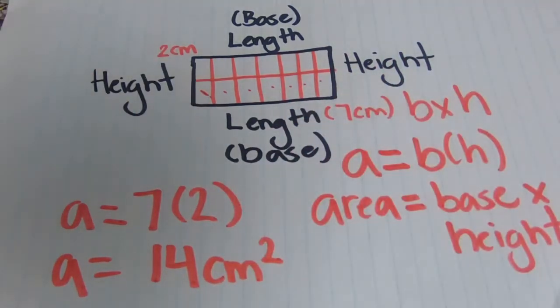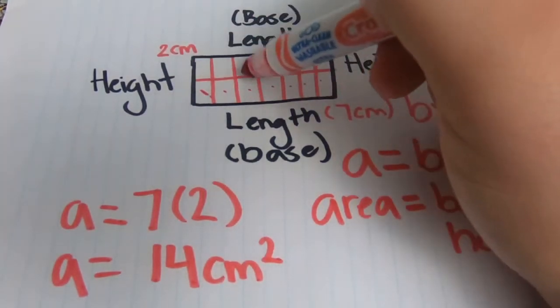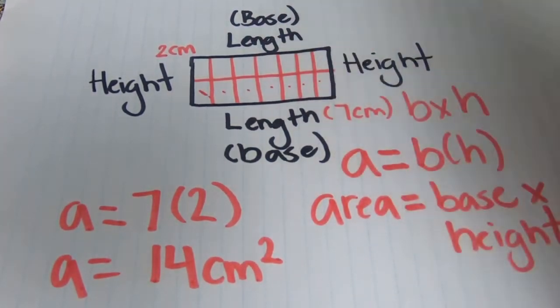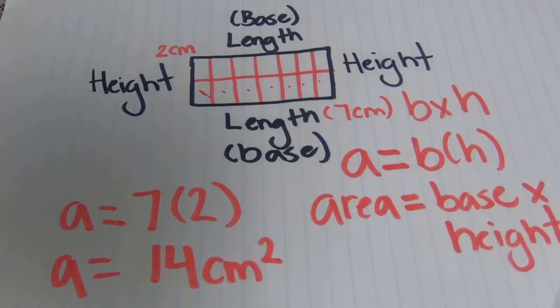Because remember, each one of these is a squared centimeter. And if we count them up, 1, 2, 3, 4, 5, 6, 7, 8, 9, 10, 11, 12, 13, 14. So 14 centimeters squared. So when you're asked to find the area of a shape, and if it's a parallelogram, we can use the simple formula of base times height.